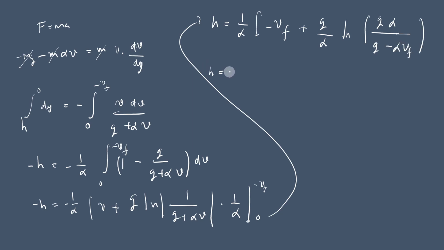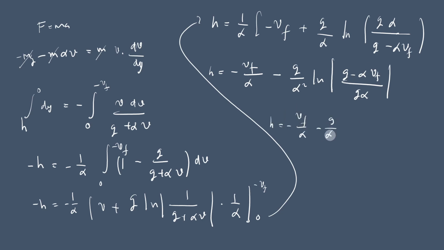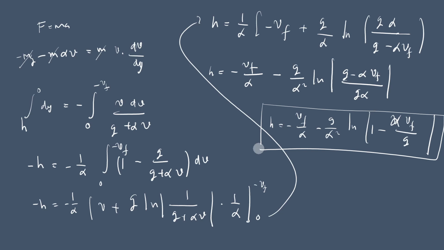So we can get h as minus vf divided by alpha minus g divided by alpha squared ln. We can switch the denominator and numerator places, g minus alpha vf, so the implication is this term has a minus sign, g minus alpha vf divided by g, and we can change this term like this: minus g over alpha squared ln(1 minus alpha vf divided by g). Okay, this is the expression of h that has alpha.